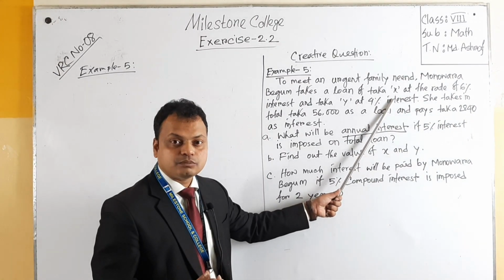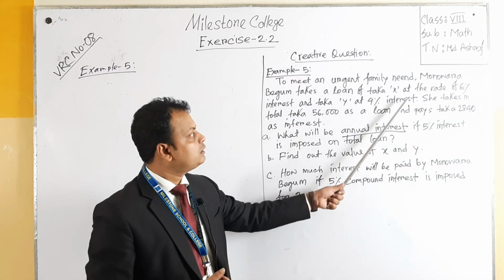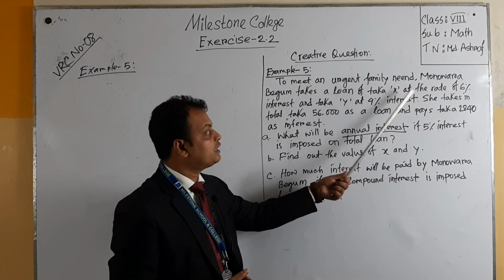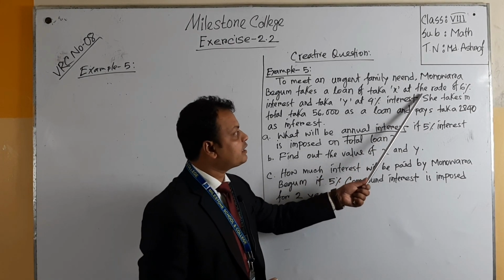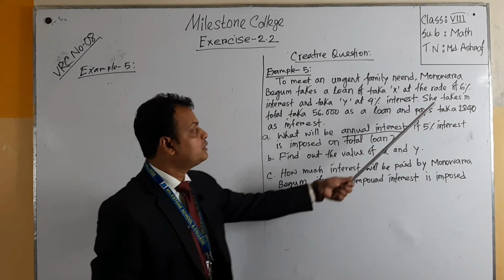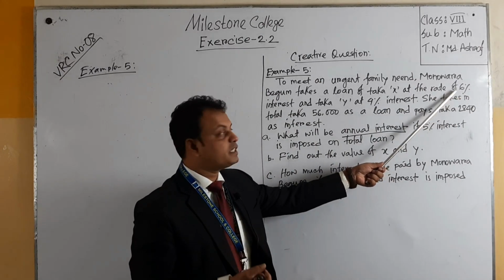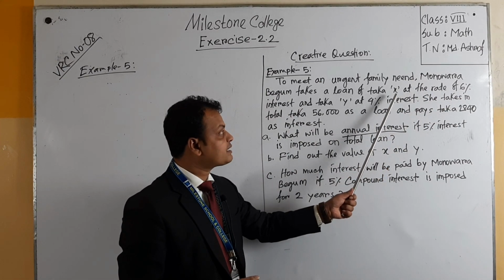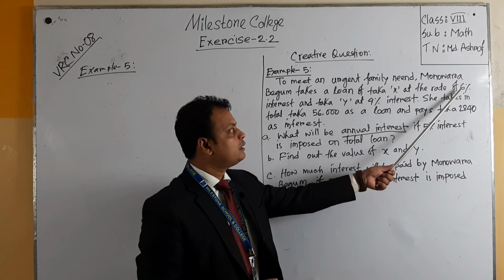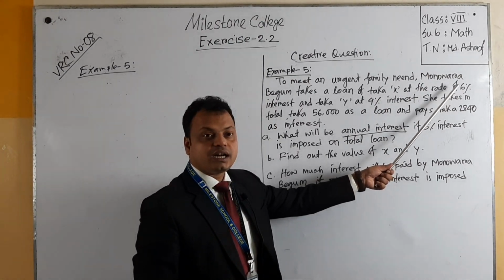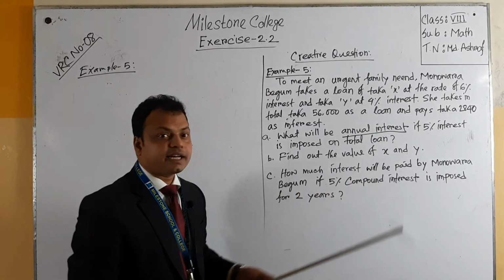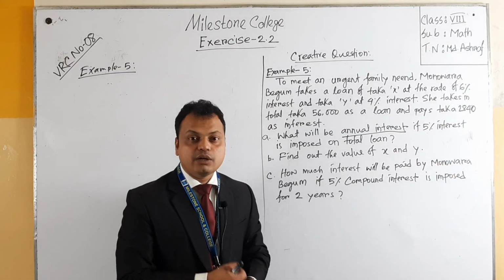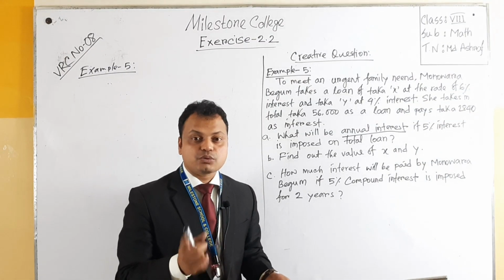So what will x be? X will be the principal. And what is the rate of profit? At the rate of 6% interest. So 6% was the rate of interest for taka x. So x is the principal and 6% will be the R. So from here, can you find the annual interest, the annual profit for 1 year? Annual means 1 year.